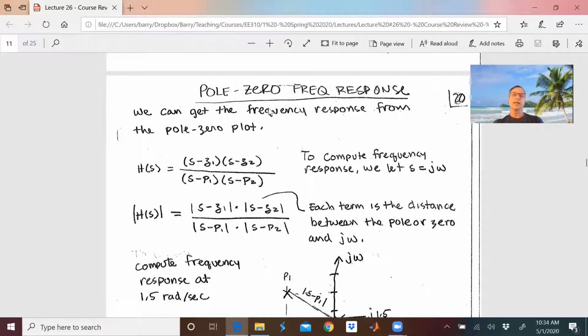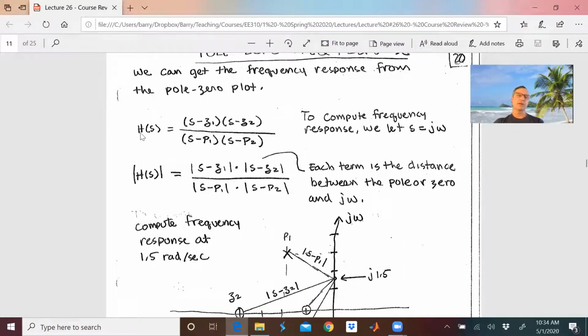So we can get the frequency response from the pole zero plot. And what we do is we take our transfer function and we factor that rascal. So now we know where the zeros are and we know where the poles are. How would we do this for a complex transfer function? That's easy. We let MATLAB do it for us.